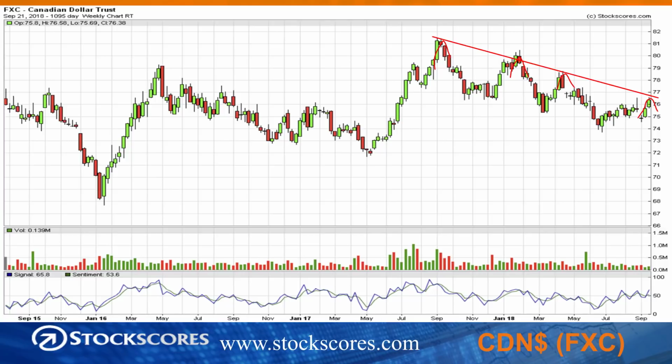But the big question is, does it stall for a week or two and then finally break through? If so, then the Canadian dollar should start to move back toward these local highs in the 81 range on the ETF.